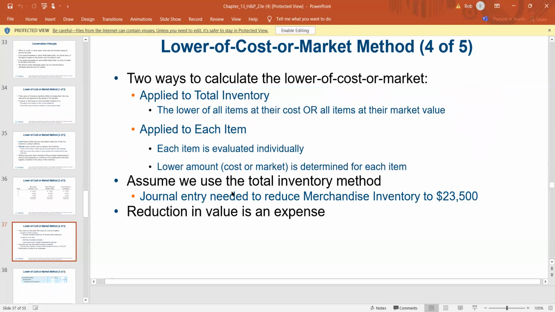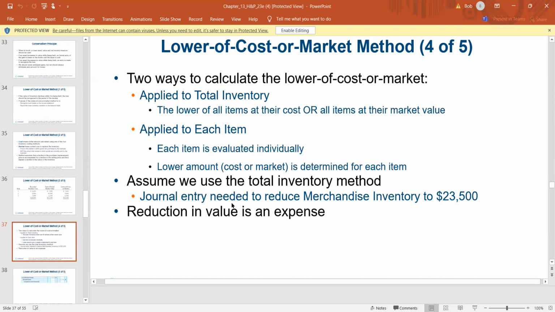Two ways to calculate the lower of cost or market. What they're saying here is you don't necessarily have to do every single item. But if you have similar inventory items, for example, you have T-shirts and nobody's buying these T-shirts, you can just come up with the lower of cost or market value in aggregate for the whole total. You don't have to go through every single shirt.